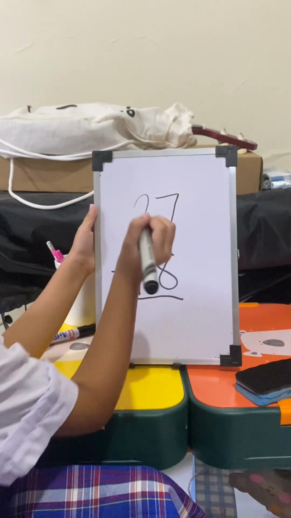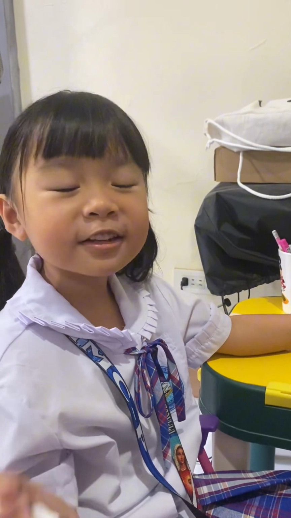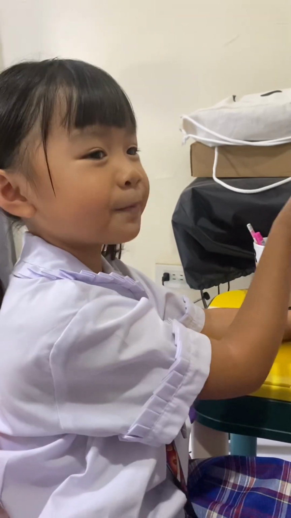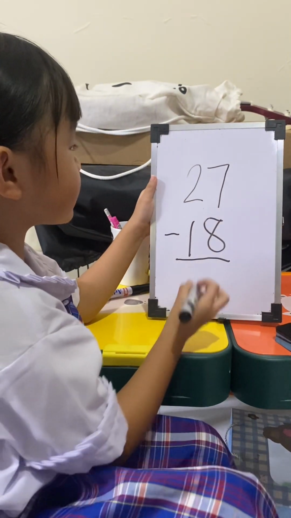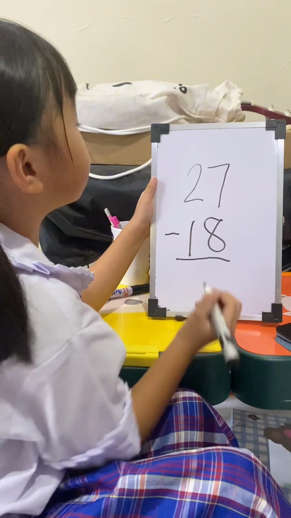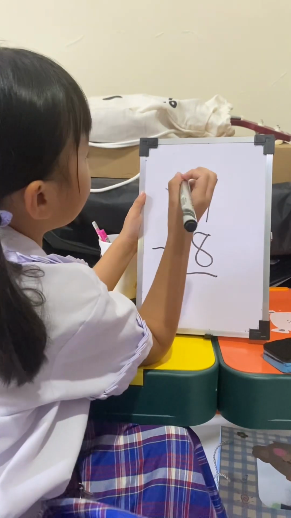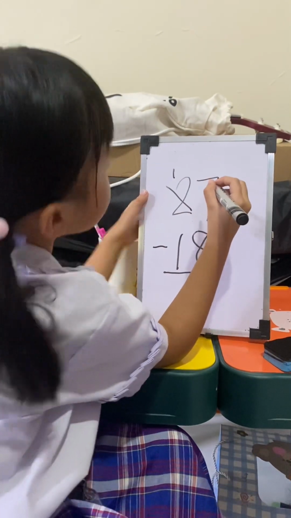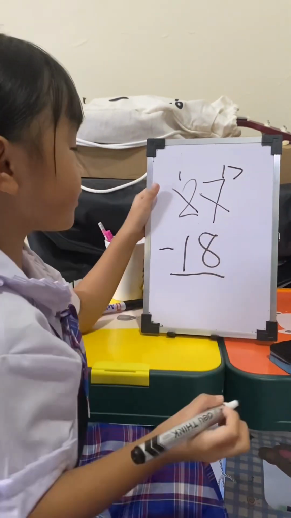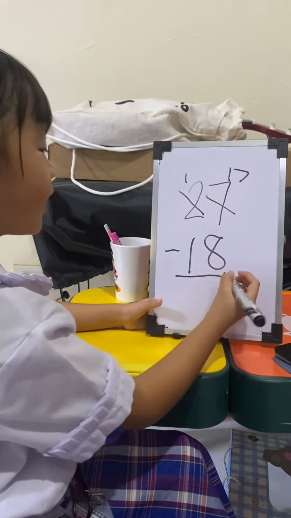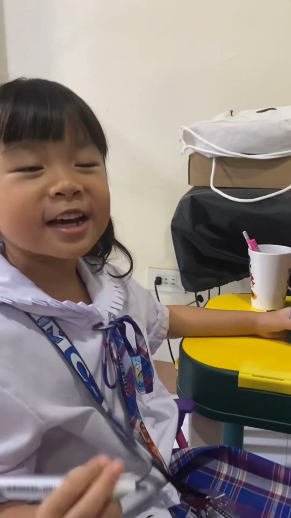So we have here 27 minus 18. First, we need to subtract the numbers from the ones place. So 7 minus 8. Since 7 is smaller than 8, we need to borrow 1 from 2. 2 will become 1 and 7 will become 17. So 17 minus 8 is 9. And 1 minus 1 is 0. So the answer is 9.